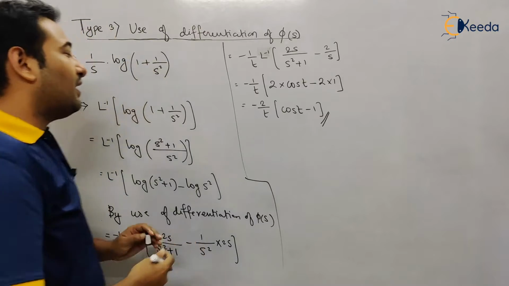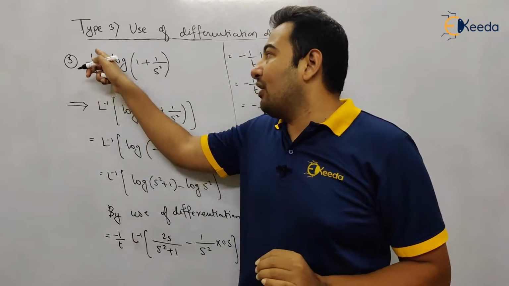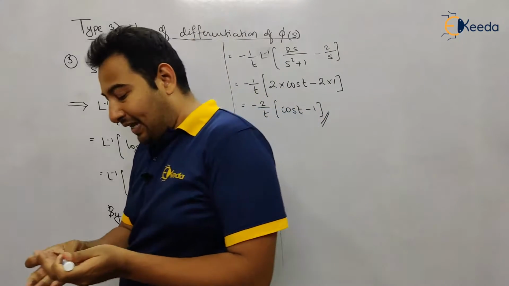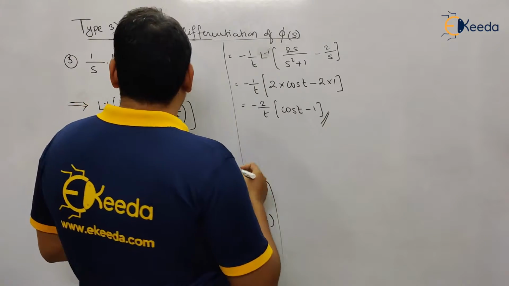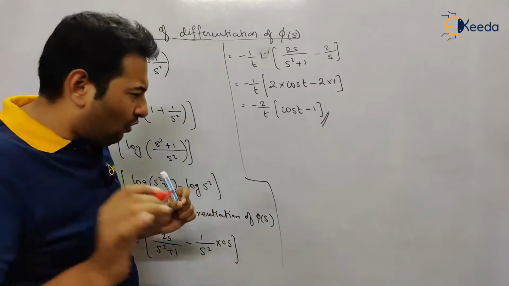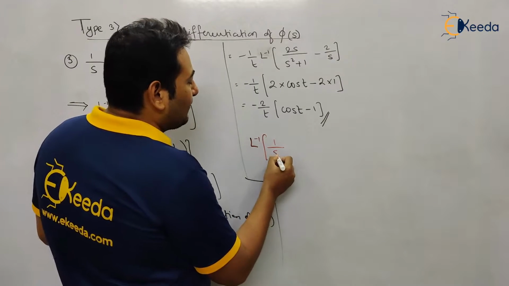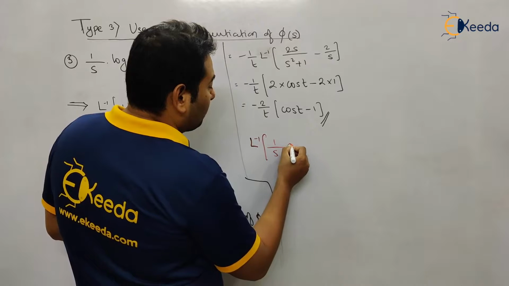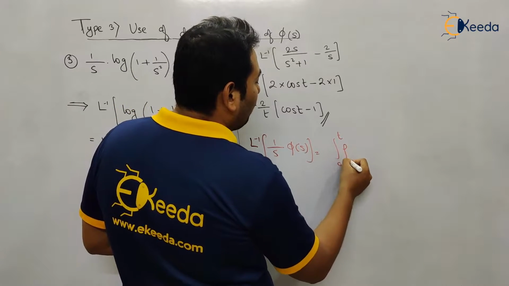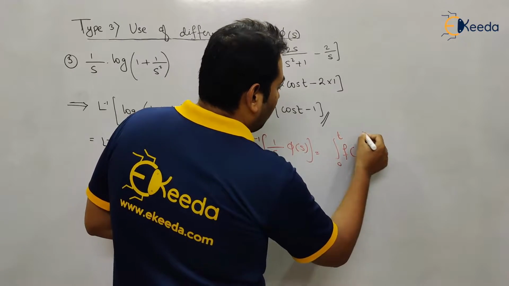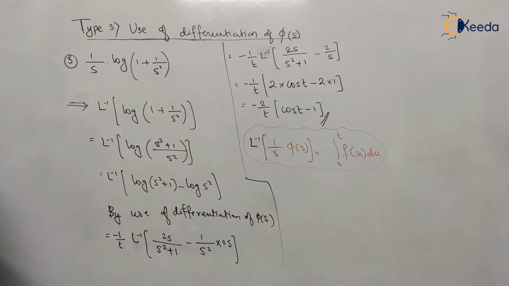So this is your Laplace inverse for this particular term. But with this particular term we do have 1 upon s. So what to do with this 1 upon s, that you need to remember. You can directly take it as a formula. See the formula, Laplace inverse of 1 upon s into phi of s is equal to integration from 0 to t of f of u du. You can directly take it as a formula.